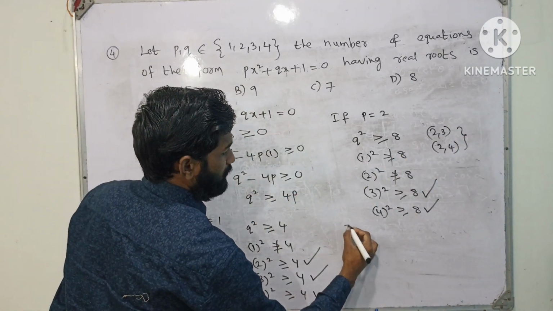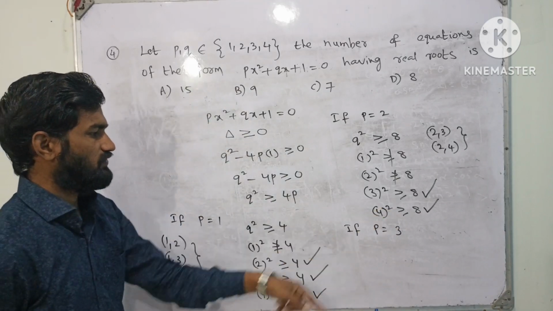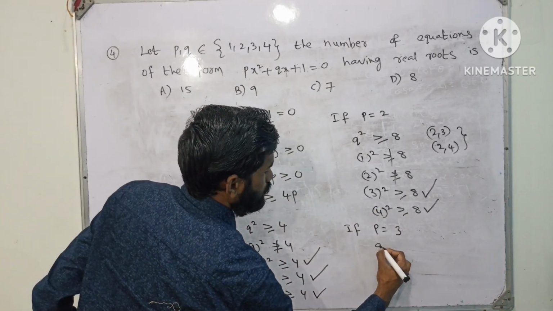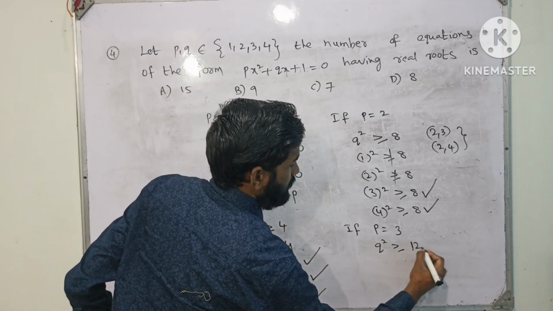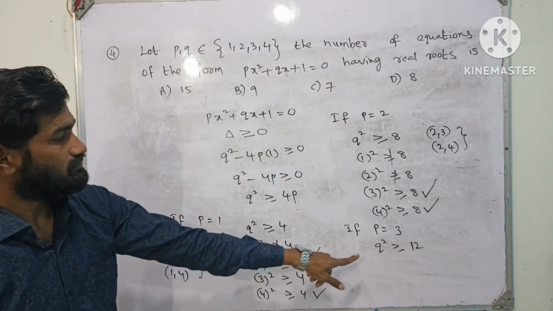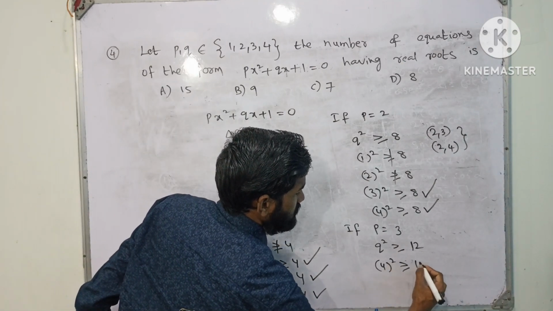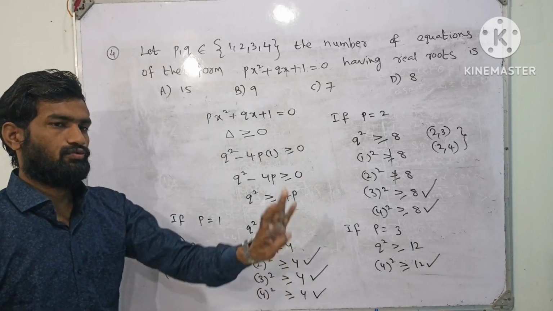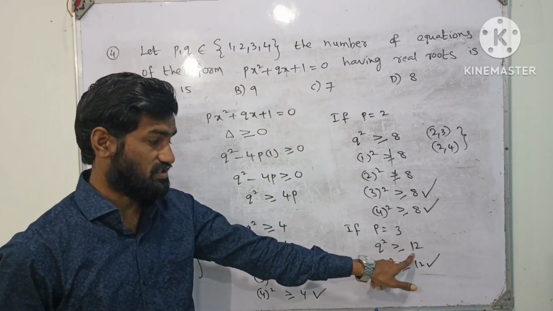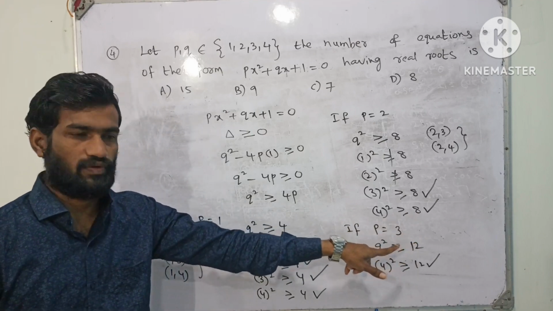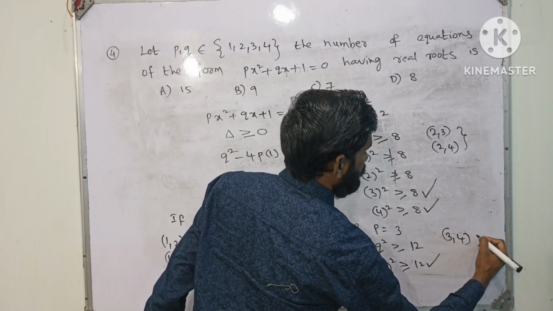Okay, next. If p is equal to 3, what will happen? If p is equal to 3, what will we get? Q square is greater or equal to 3 times 4, which means 12. Only 4 square we will get. 4 square is greater or equal to 12, this is correct. 1 square is 1, 2 square is 4, 3 square is 9. 9 is also not greater or equal to 12. Therefore, only 1 we will get, that is 3 comma 4.